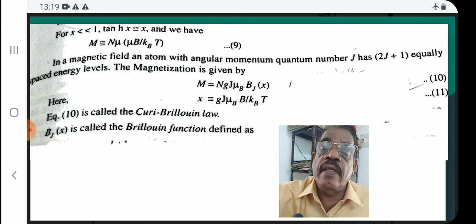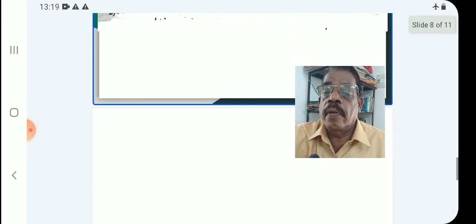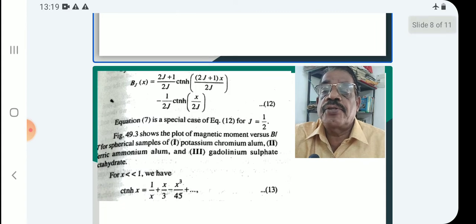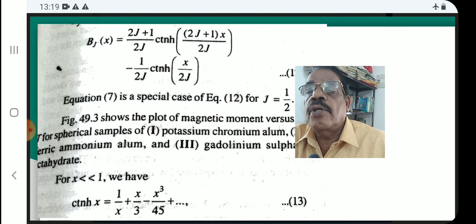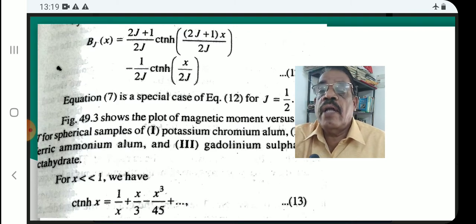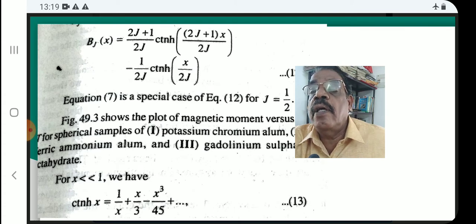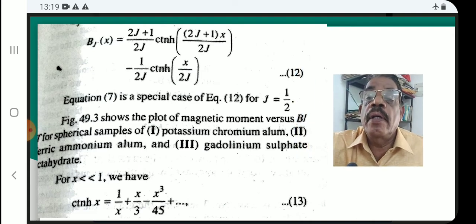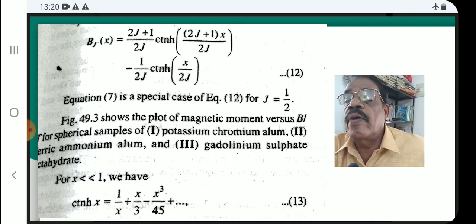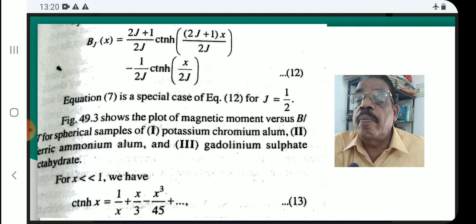The Brillouin function is defined as follows. Defined as Bj(x) is equal to 2j plus 1 by 2j coth of (2j plus 1) into x by 2j, minus 1 by 2j coth of x by 2j. Equation number 7, which we have seen just above, is a special case of equation 12 for j is equal to 1 by 2.